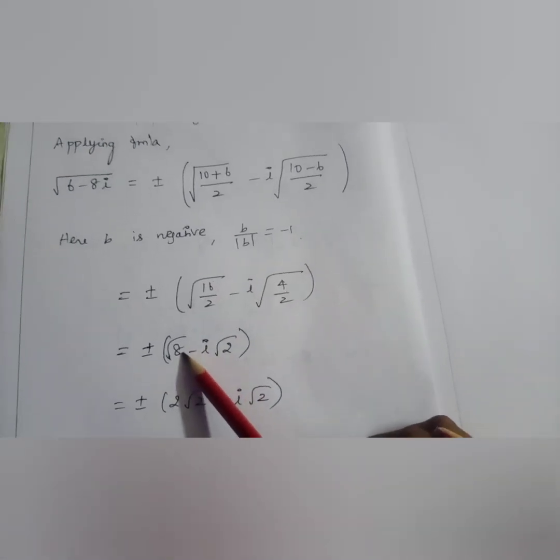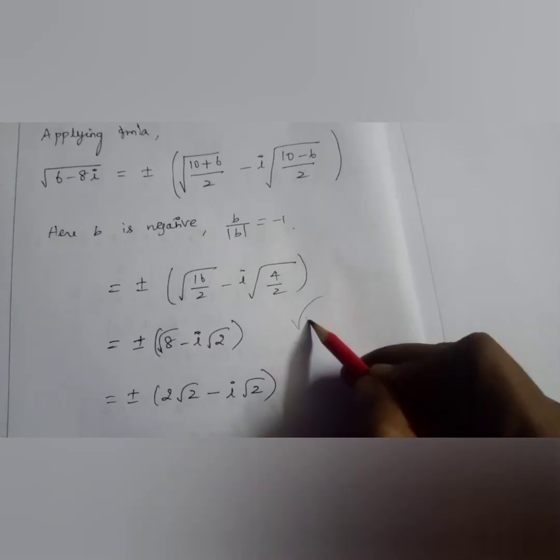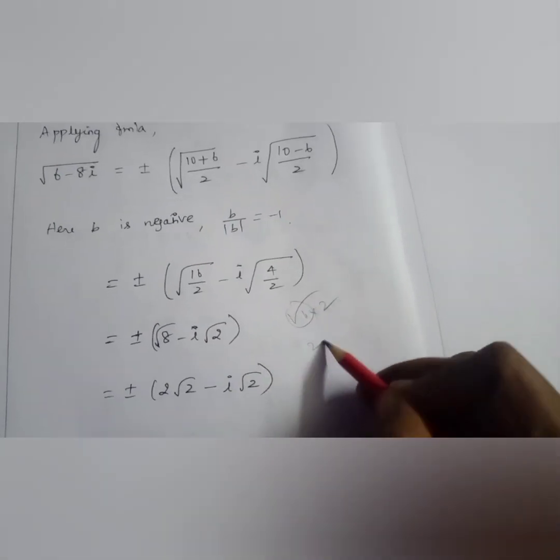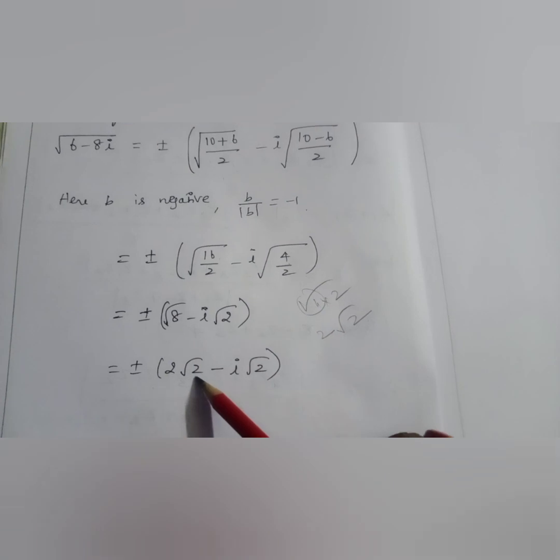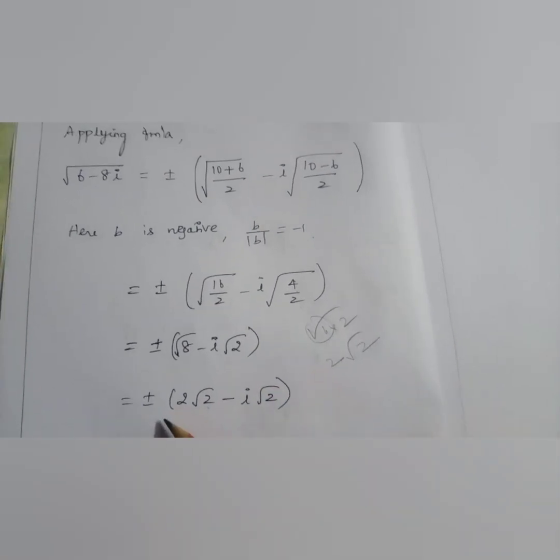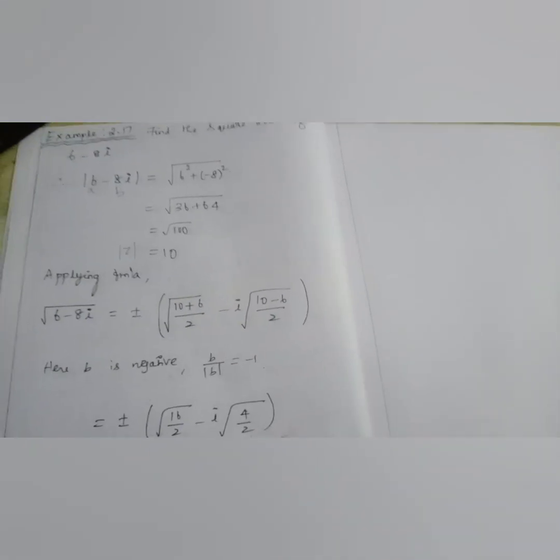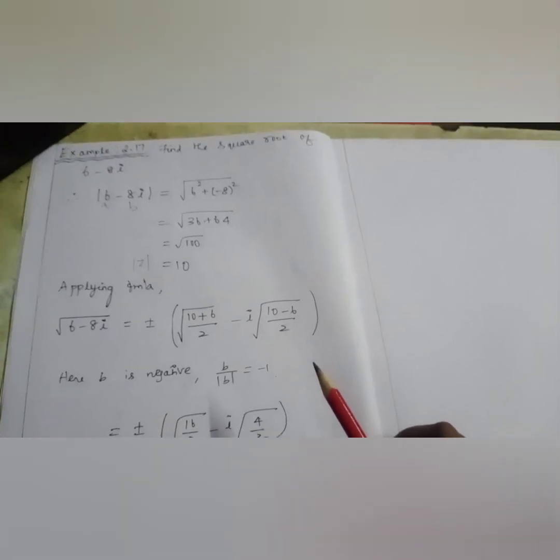Now root 8 can be written as root of 4 into 2, right? And root 4 is 2. So it will be 2 root 2. So 2 root 2 minus i root 2, and outside you will be having a plus or minus sign. So this is also a very important 3 mark sum. This is also a repeated question only.